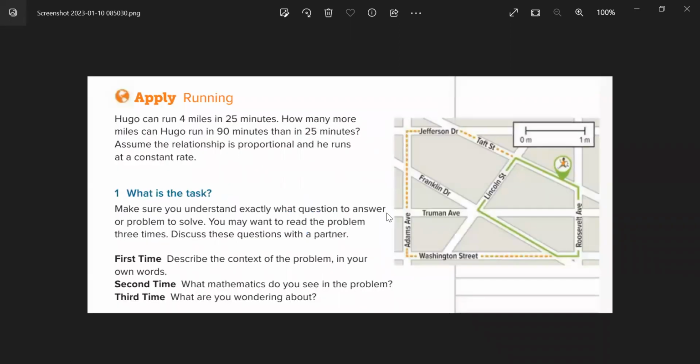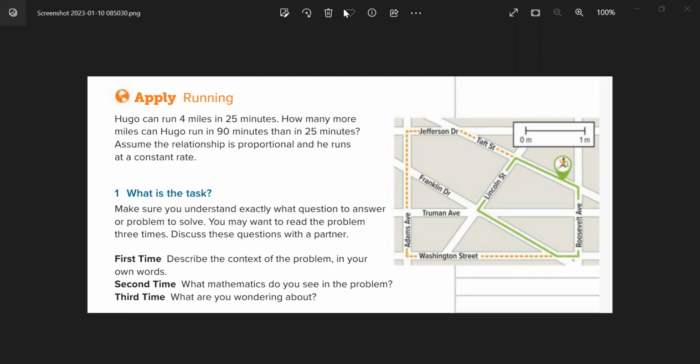Good. Now, to finish this up, we're going to do an application. For this application, we're going to find a way to solve it. And it says, Hugo can run 4 miles in 25 minutes. How many more miles can Hugo run in 90 minutes than in 25 minutes? And it says, assume the relationship is proportional and he runs at a constant rate.